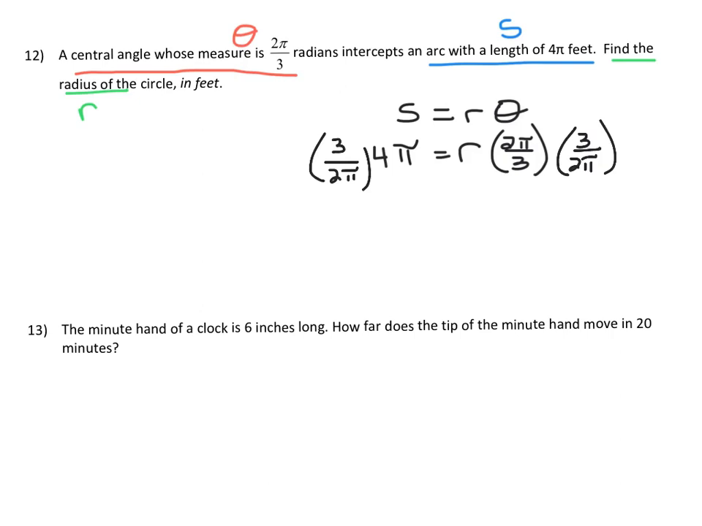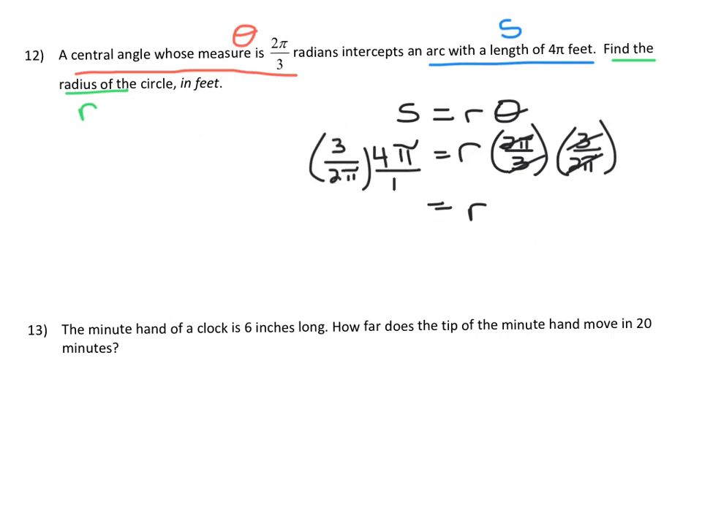Okay, because what happens is, let's start with the right-hand side. The 2 pi on top cancels with the 2 pi on bottom. The 3 in this numerator cancels with the 3 in that denominator, and it leaves me with just R. And then on the left-hand side, since 4 pi is not a fraction, let's make it into a fraction.